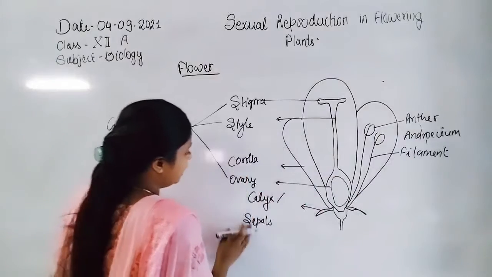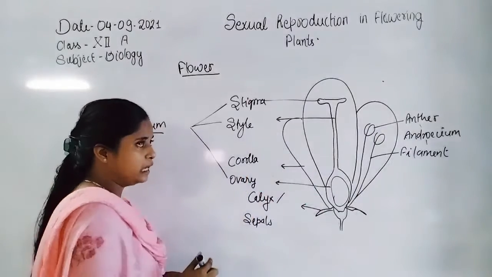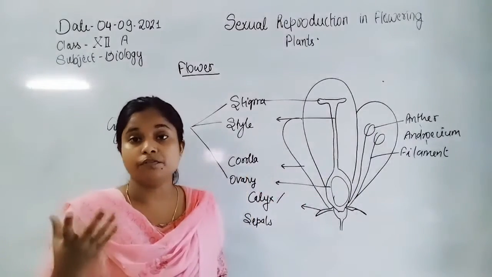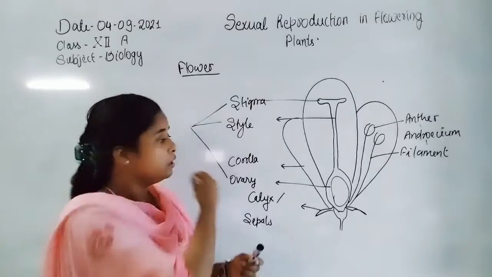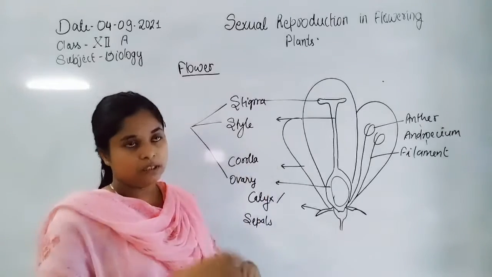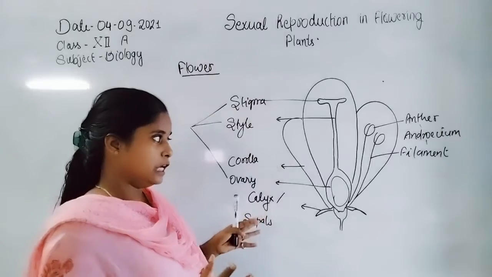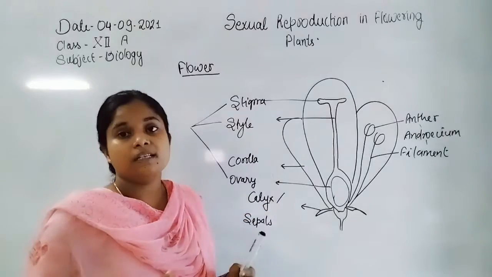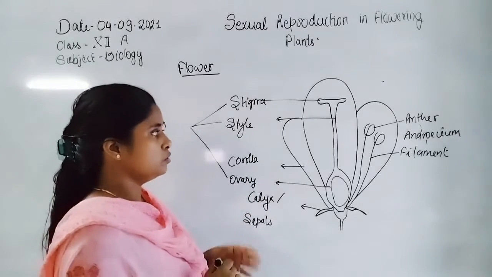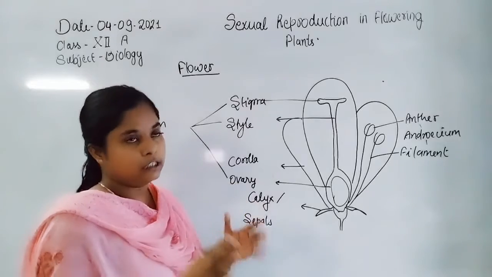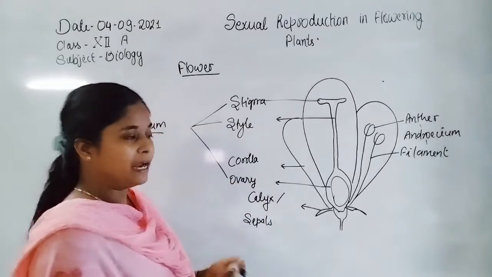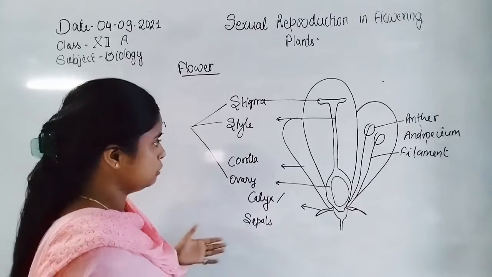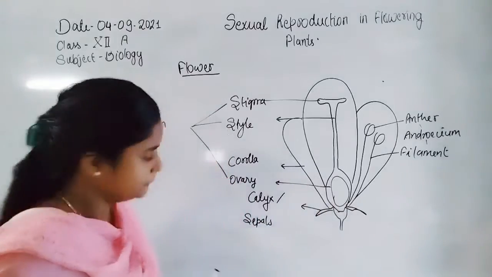Now corolla and calyx together. The calyx, or sepals, help in the protection of the young flower or bud, and the corolla attracts insects for pollination. Also they protect the young gynoecium and androecium. So here is the overall picture of the male and female parts.